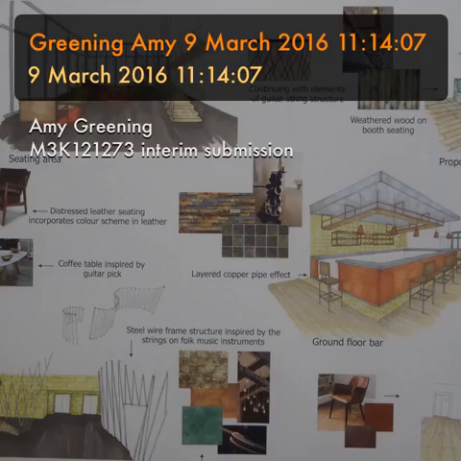Amy, this is feedback for the interim submission of the hotel project. The assessment criteria for this project were concept, clearly identified, explanatory annotation, fully resolved plan, a visual explanation of the design proposal, and an indication of your interior schemes.